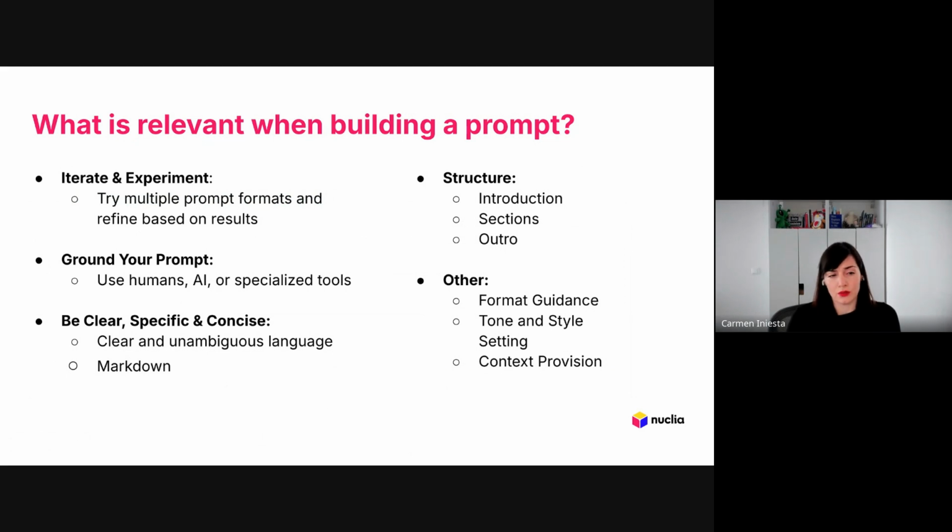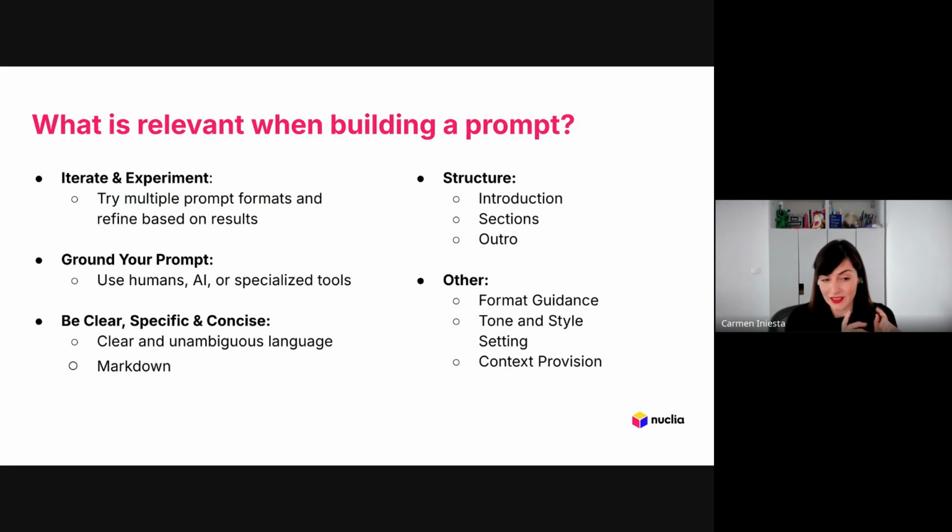You also need to ground your prompt. What do we mean by grounding your prompt? Before you start writing, you need to make sure of the functionality that you want to achieve. For that, you need to either write it down, discuss with a colleague, or even use AI, as we will show. But first you need to make sure that you know what you want to express. And then also be clear, specific, and concise. We as humans have a lot of context when someone is explaining something, but the models do not. So your language needs to be very clear and very unambiguous.